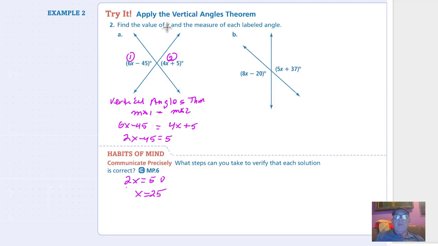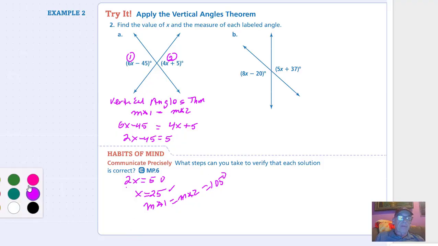And they want us to find out what the measure of x was. Got that. But also, now this is where the looking back comes in. We got done, look back, reread the problem. They also want us to find the measure of each labeled angle. If x is 25, since these angles are congruent, the easiest one to do would be to plug 25 into number 2. 4 times 25 is 100, plus 5 makes 105. So the measure of angle 1 equals the measure of angle 2 equals 105 degrees. So that's what we would do for A.